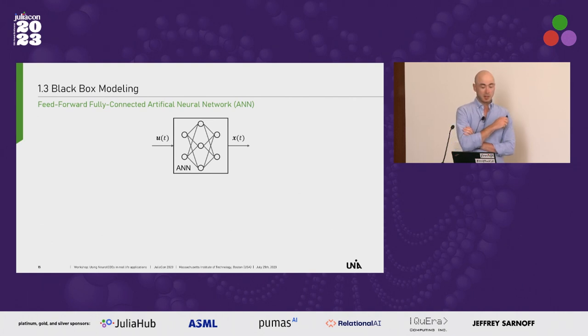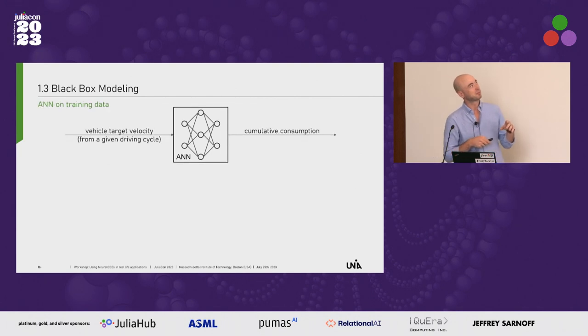So we start by using a plain feed-forward, fully connected artificial neural network with a simple job. I give you a driving cycle as input, you give me the cumulative vehicle energy consumption as state X on the output side. Additionally, one has to do some minor adjustments to get this working, but this is not the focus for today. So we just check out what is being learned.